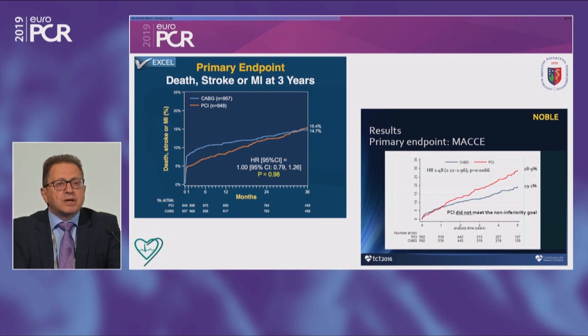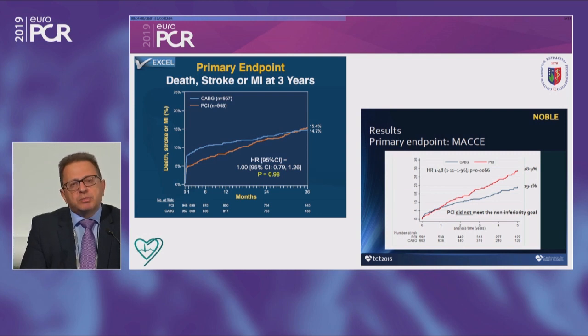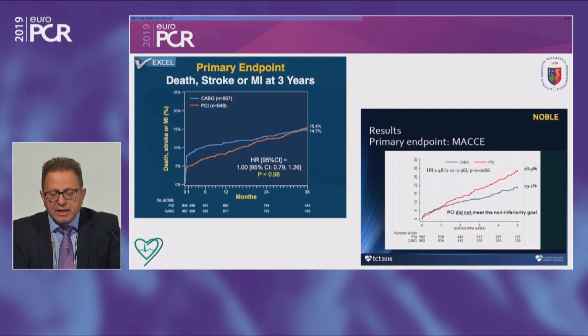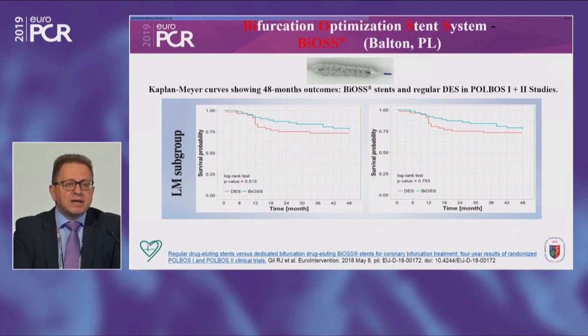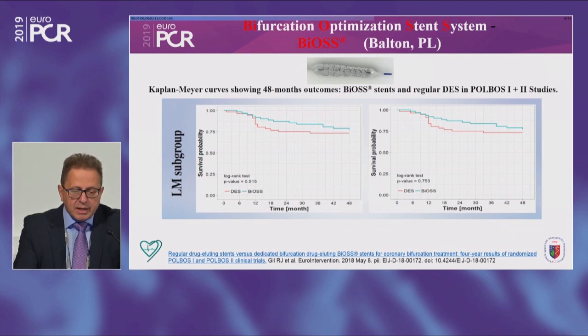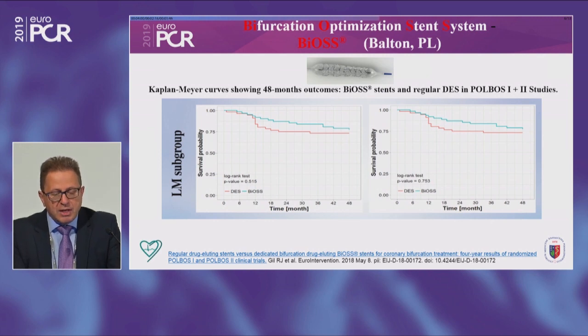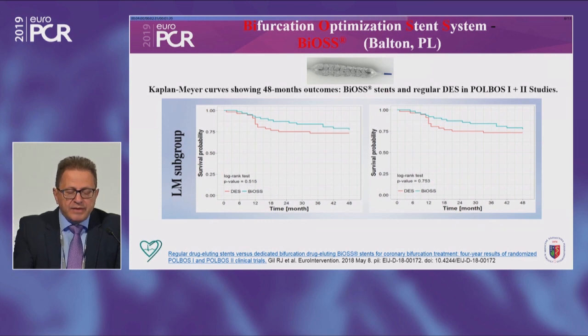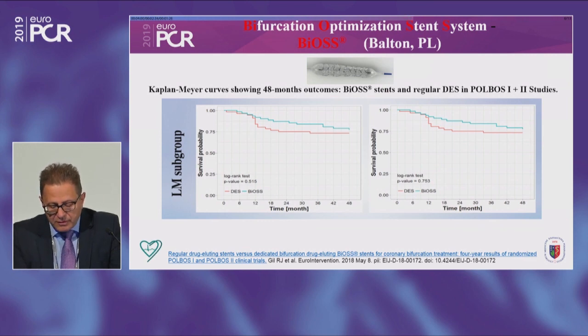Anyway, we also know that there were many studies showing that percutaneous treatment is effective and good. However, the last two trials were not so clear, positive for XL, rather negative for Nobel. We know that there are some trials regarding the percutaneous approach. There is a very small number in terms of dedicated bifurcation stents. Here you can appreciate 4-year results of the left main subgroup from two randomized trials, Polbos 1 and Polbos 2. And you can see that there was a kind of favor in terms of this particular stent.